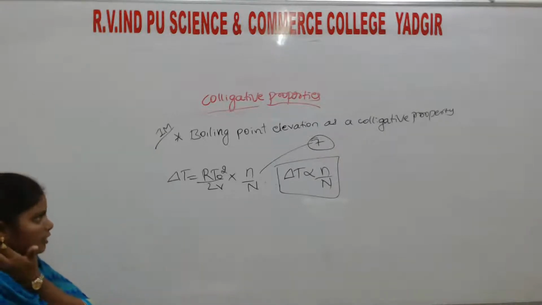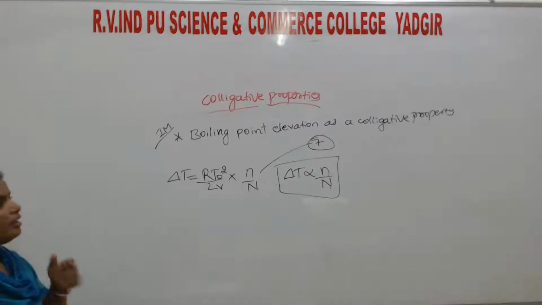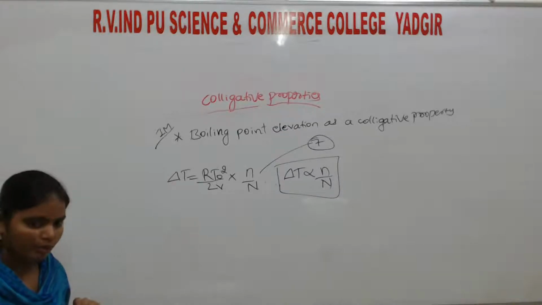You know the colligative property definition. It is independent of the nature of the solute and depends only on the amount of solute in the solvent. The boiling point elevation is a colligative property.